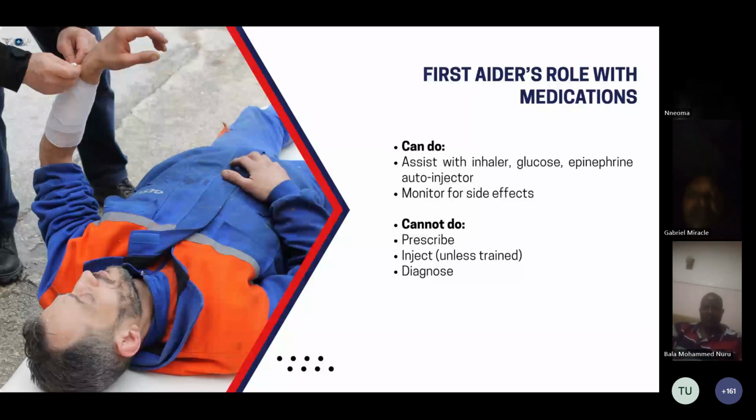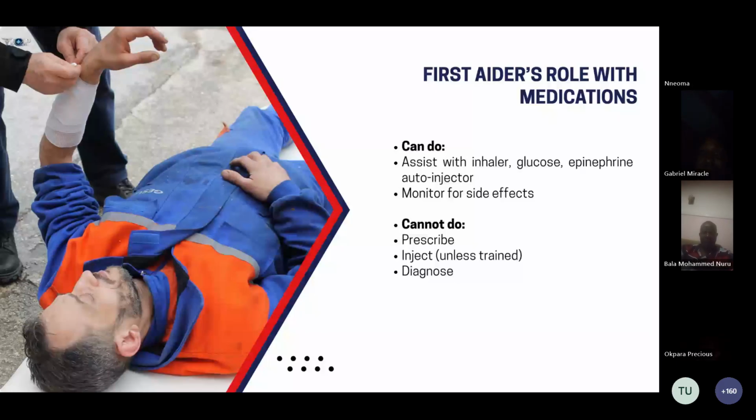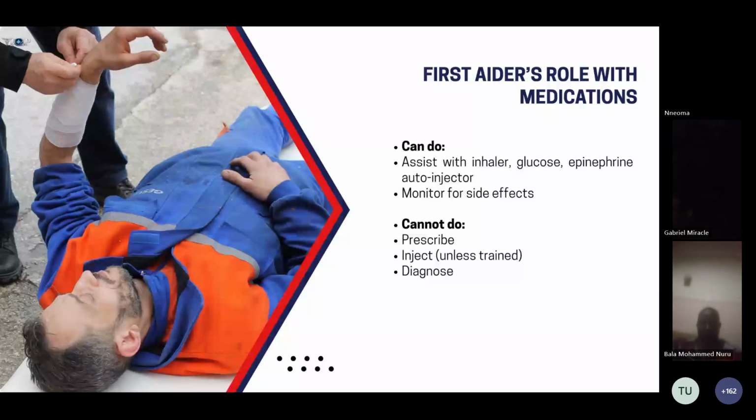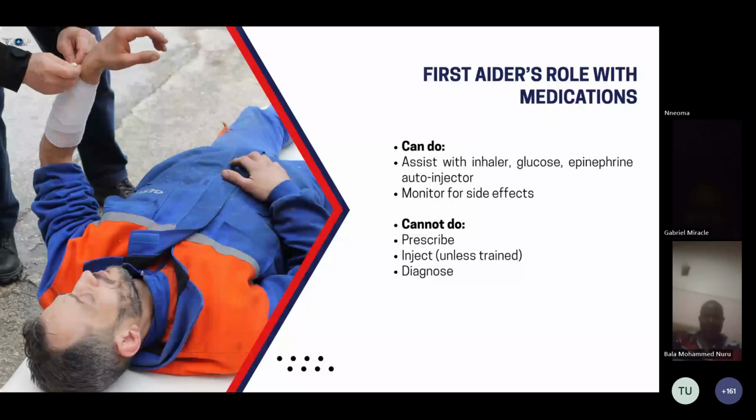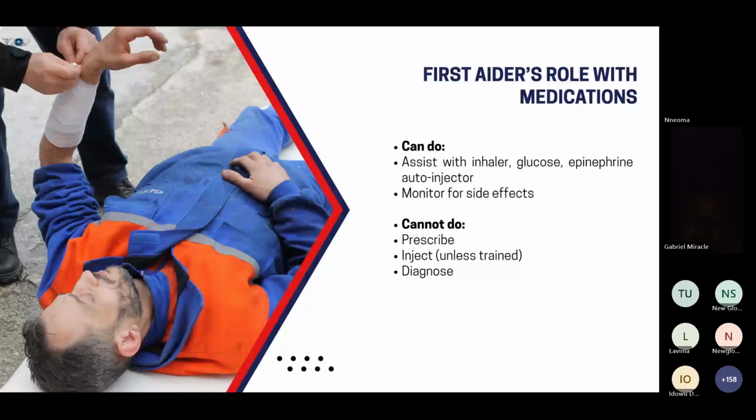A first aider can assist with inhalers, like salbutamol inhalers for patients with asthma. You can assist with glucose and an epinephrine auto-injector. Then you can also monitor for side effects. As a first aider, don't say that because you have a certificate you go on prescribing drugs. No, you do not prescribe. You do not inject. Like I said earlier, you do not give injections unless you are trained. Please do not harm the patient, because giving an injection in the wrong part can cause an abscess.